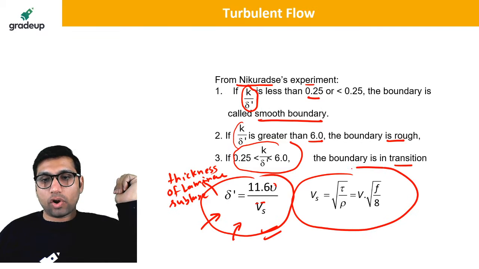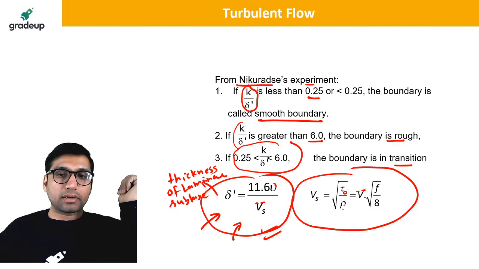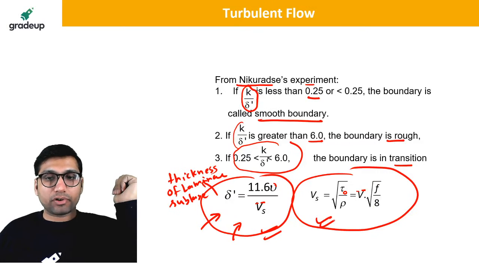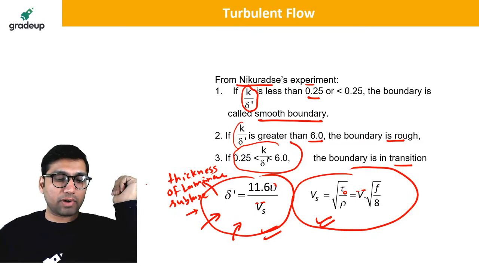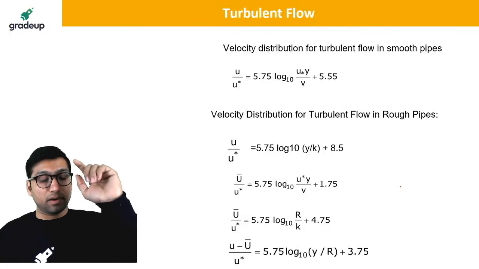So shear velocity, I have already told you, is equal to root of tau naught, the wall shear stress, divided by density. It is also equal to average velocity into root of f by 8. This is the formula for shear velocity, and this is the formula for thickness of laminar sublayer. These are very, very important relations. Now I am going to tell you more important relations.